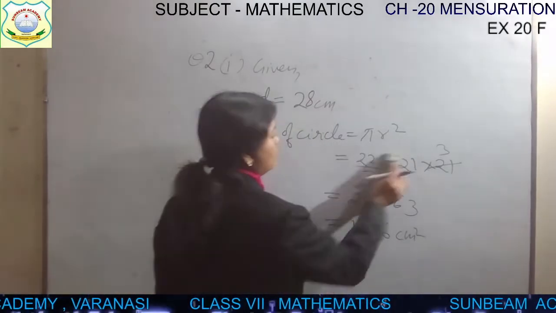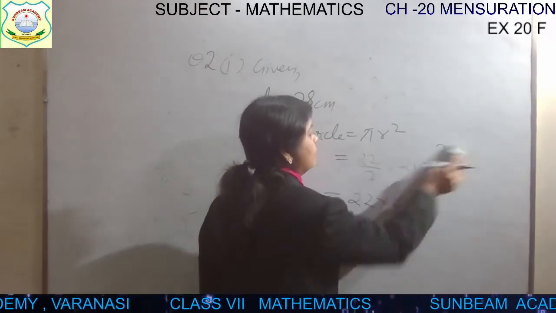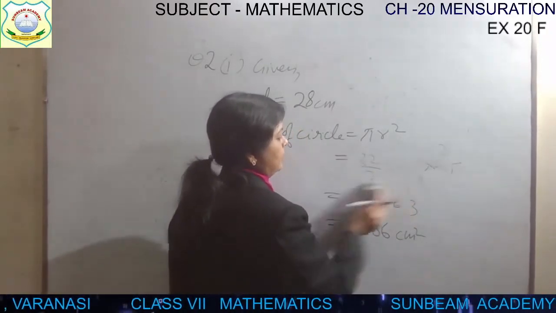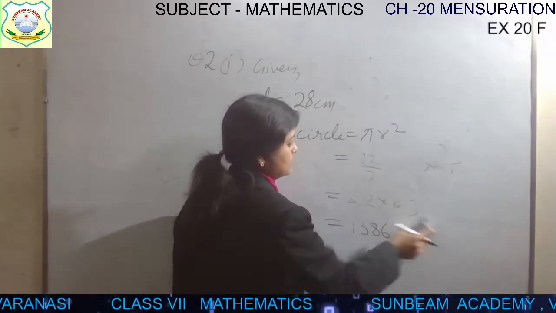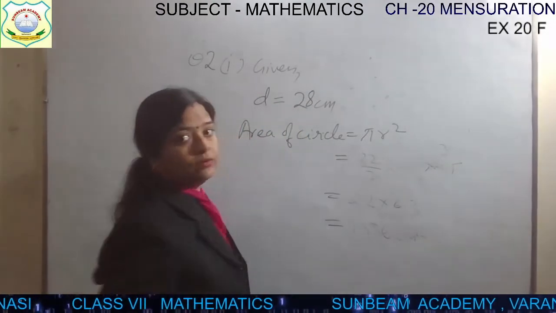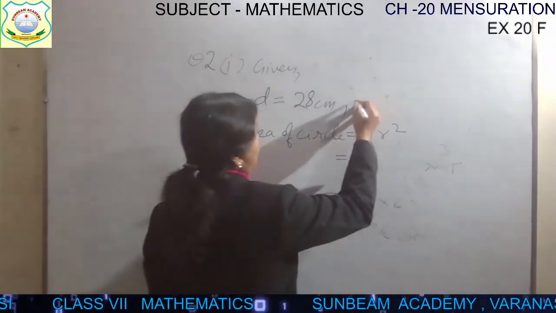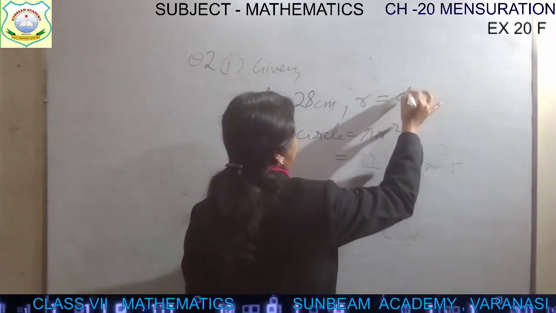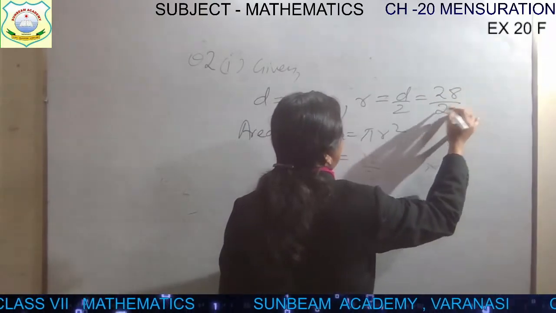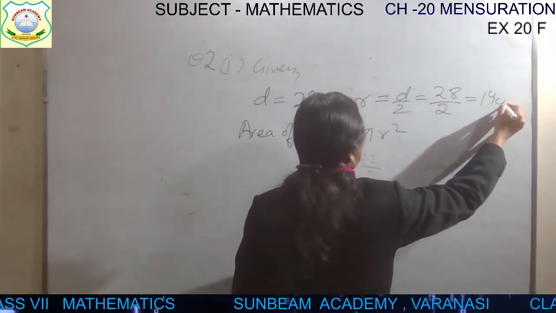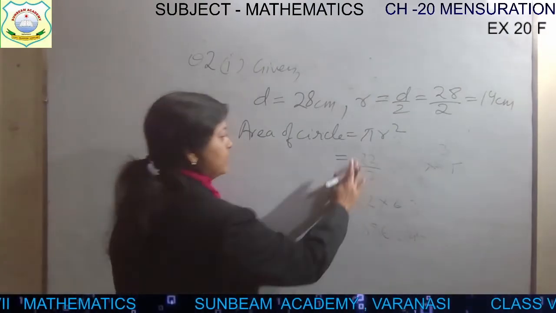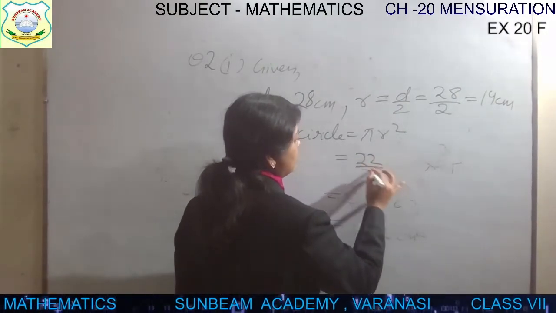So what we will do? We will just make it half. Just divide it by 2 so that you will get the radius. Radius is equal to diameter by 2. Diameter है 28. 28 का half. So this is 14 centimeter. Now put it in the formula. 22 by 7.